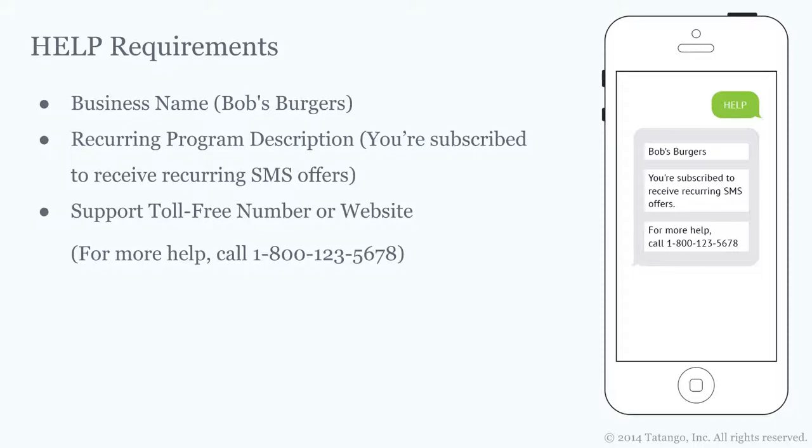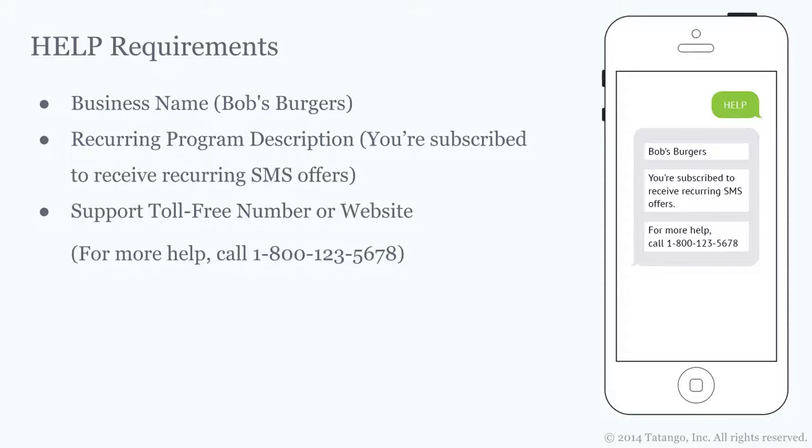Okay, now here are the help requirements. This is when a customer responds help to your shortcode. Number 1, business name, Bob's Burgers, as you can see on the right-hand side here. Recurring program description. So instead of saying you're going to join, we just changed it. You're subscribed to receive recurring, again, that's the recurring part, SMS offers. SMS offers is the program description part.